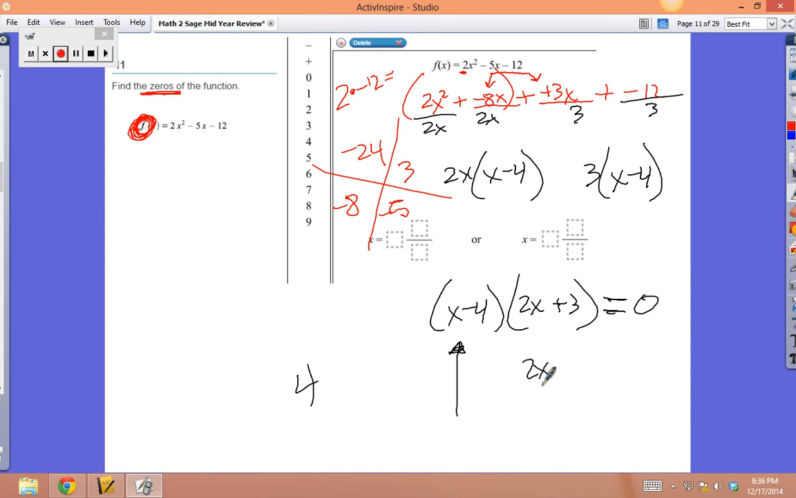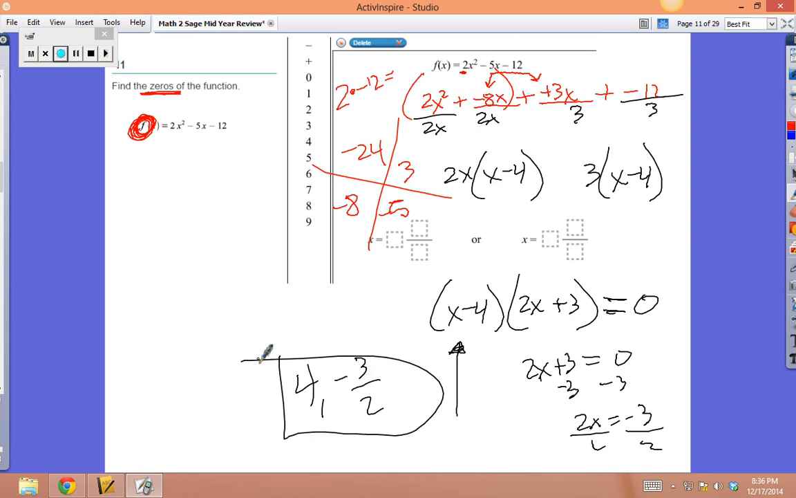So just do 2x plus 3, make that equal to 0. Minus 3, minus 3, so it's 2x equals a negative 3. What times 2 is going to give you negative 3? Divide by 2, divide by 2. X is going to be a negative 3 halves. So these are my two zeros. And if you're going to write it as a fraction, it needs to be 4 over 1 and a negative 3 over 2.